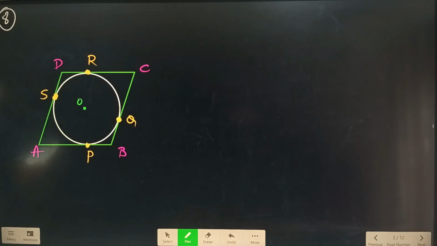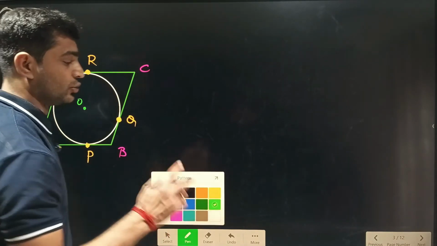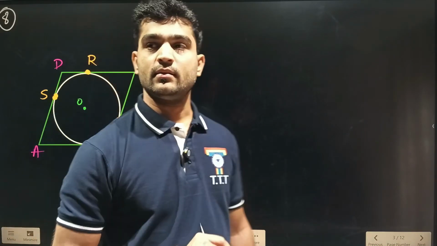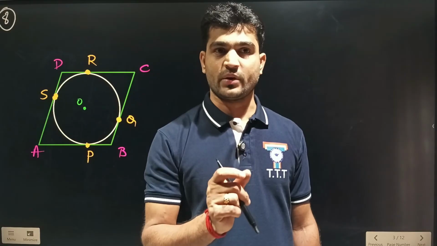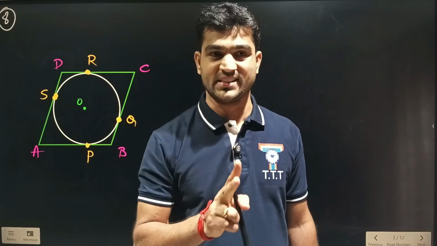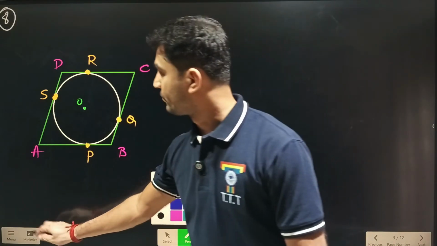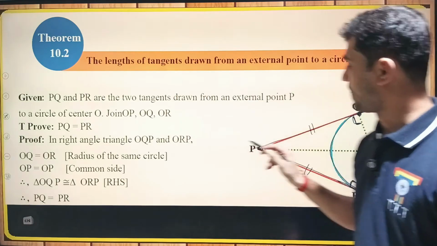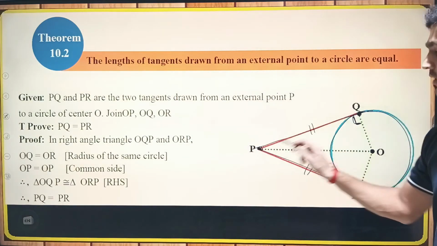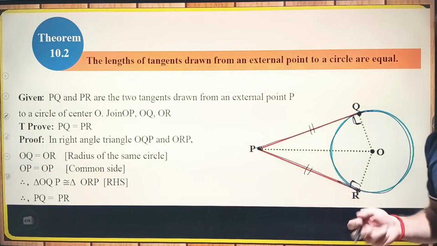Clear? Now what will you write? Observe carefully. Suppose there is theorem number 2. According to theorem number 2, what does it say? From an external point, if you draw any two tangents, the lengths of those tangents are equal. According to theorem number 2, about an external point, the length of PQ and the length of PR should be equal, as we have said.